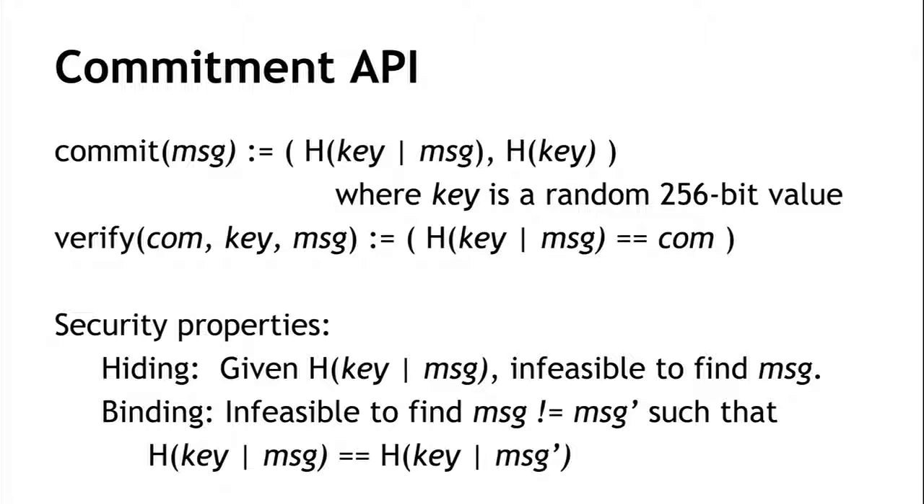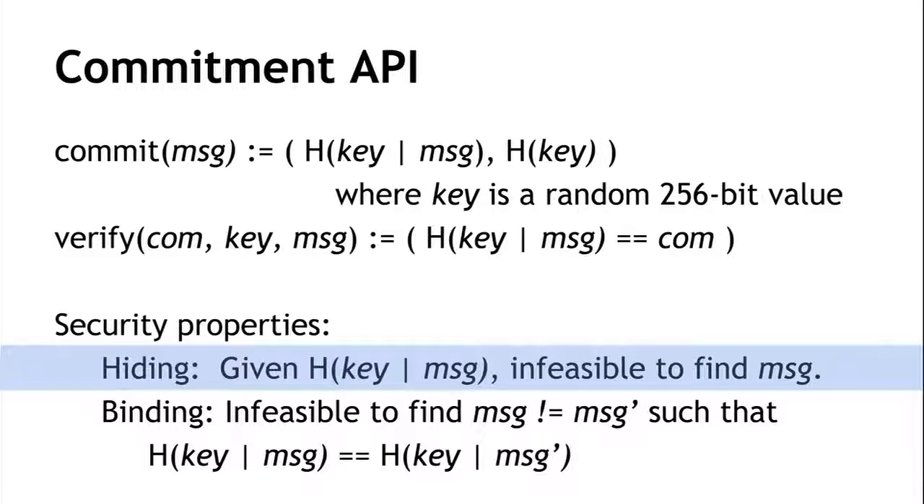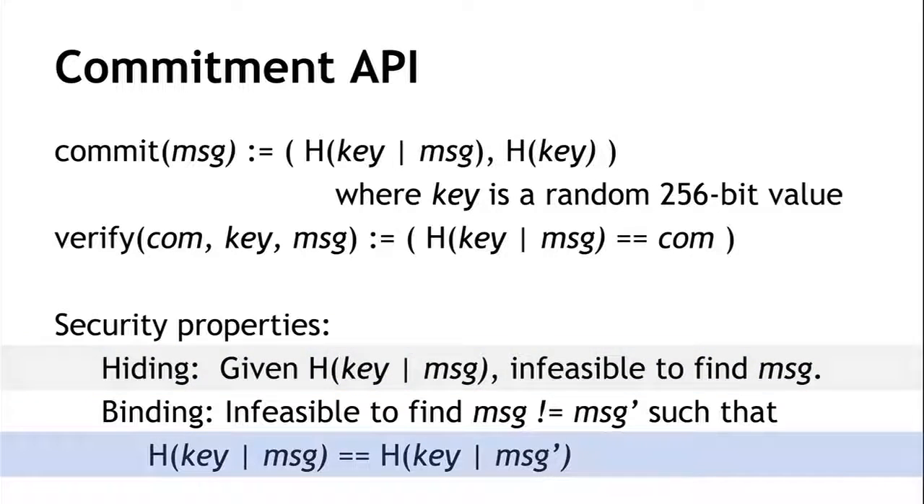So now the security properties, if we go down to the security properties that were at the bottom of the previous slide, and we just plug in the definitions of how we're going to implement this here, that is, this used to say given COM, infeasible to find message, we just plug in what COM is. COM is the hash of key concatenated with message. And similarly down here, this is what happens when we take what was written there before and plug in the definition of verify and COM. Okay, so now what these properties become, the first one is given the hash of key concatenated with message, it's infeasible to find message.